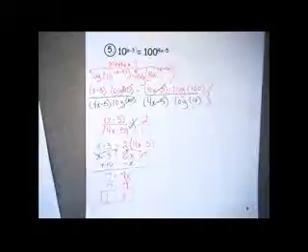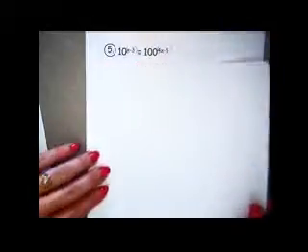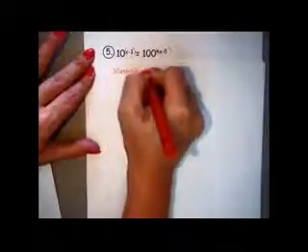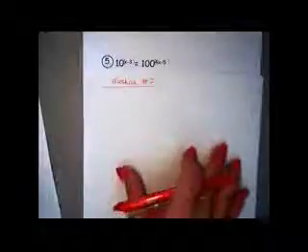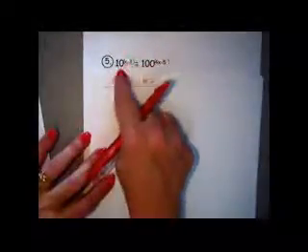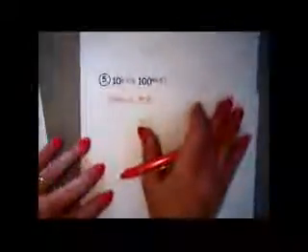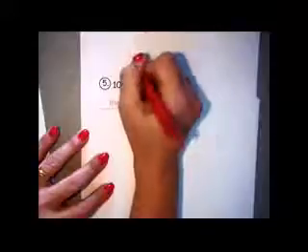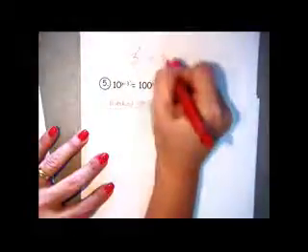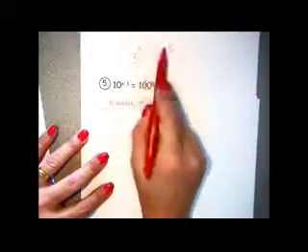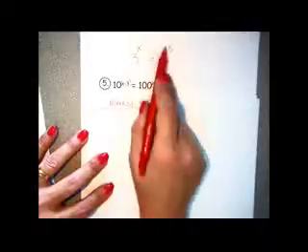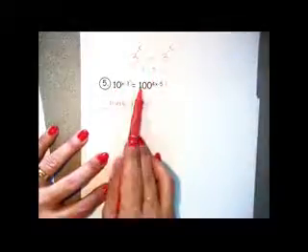So here's method 2. Do you agree that if I have two things with the same base, then the exponents have to be the same if they're equal? For example, if I have 3 to the x power equals 3 to the 5th power, then my exponents have to be the same, so x has to equal 5, right? Well, here our bases are not the same.